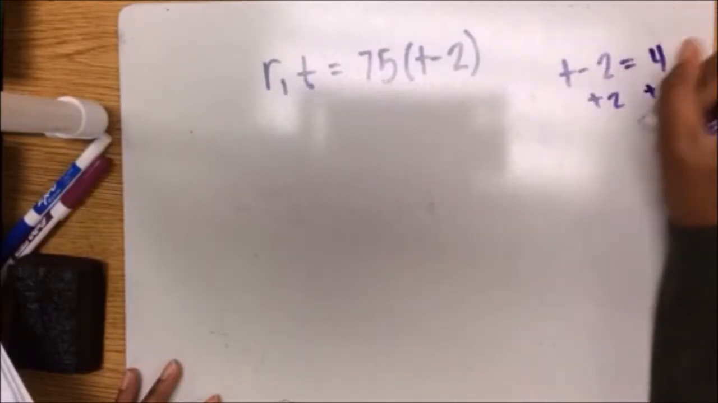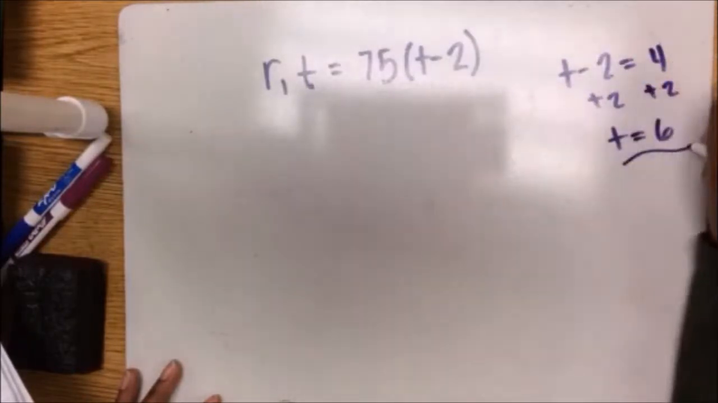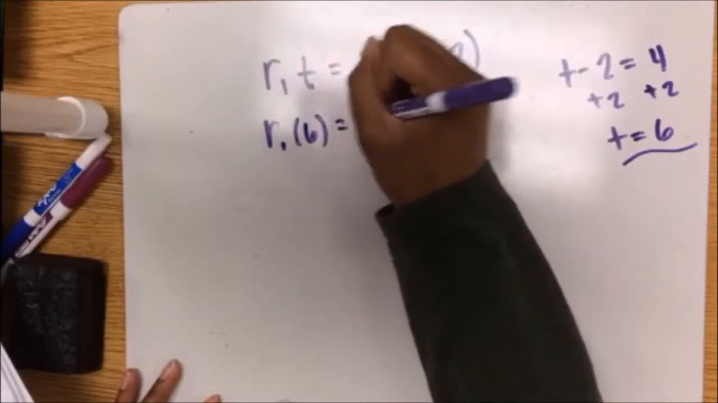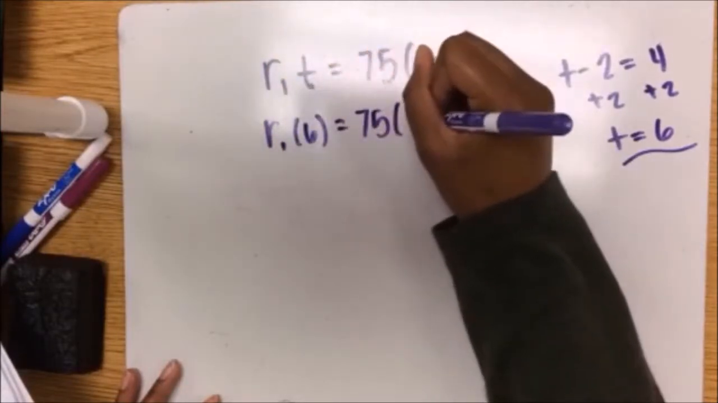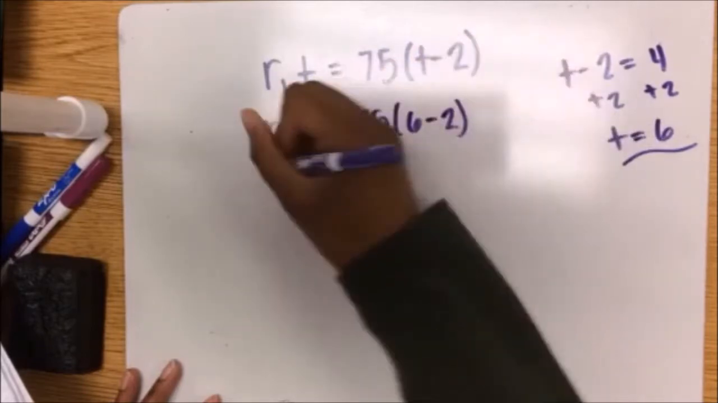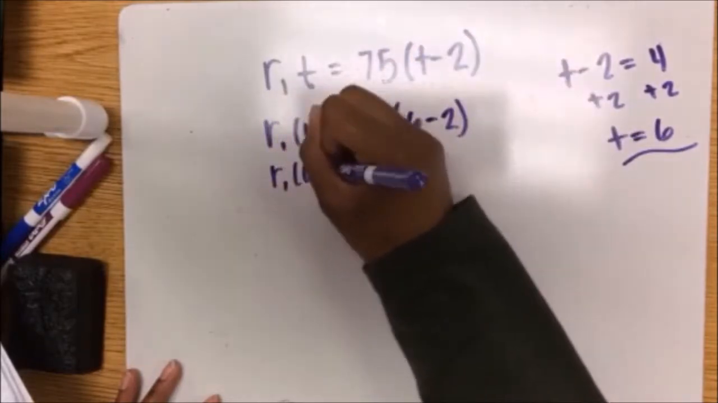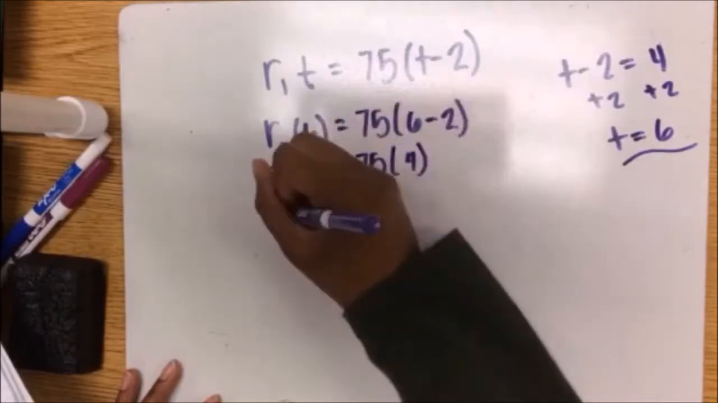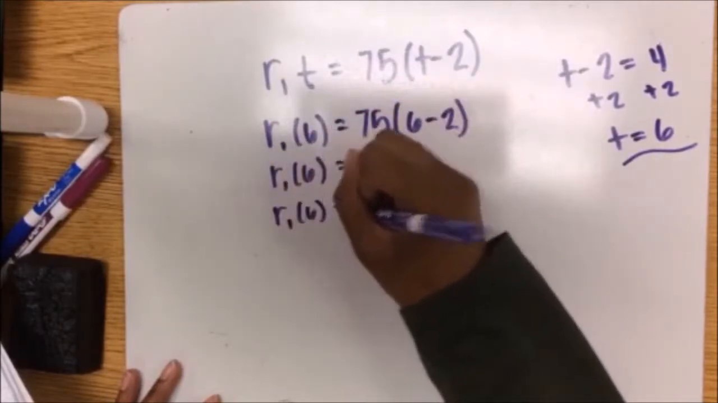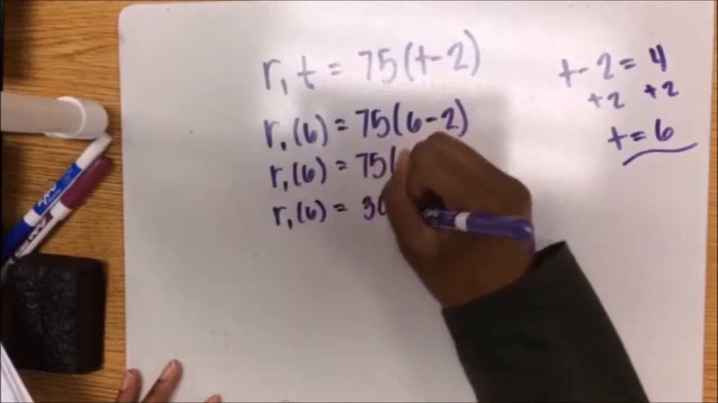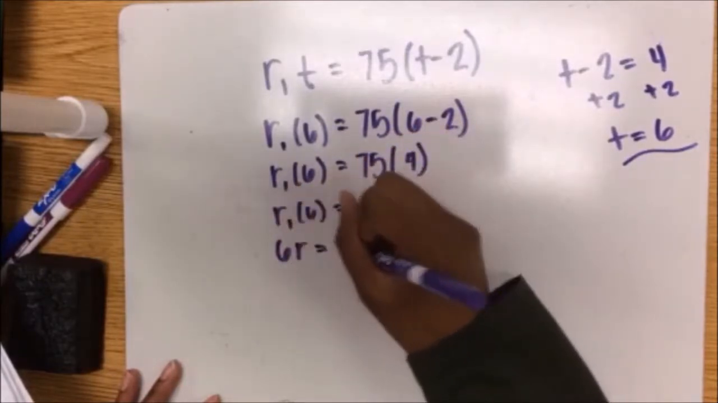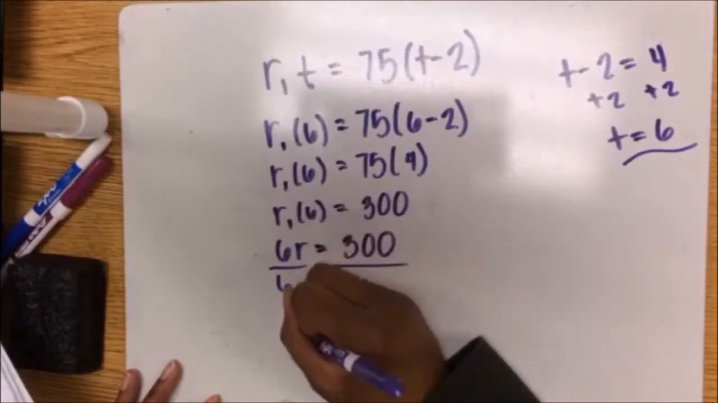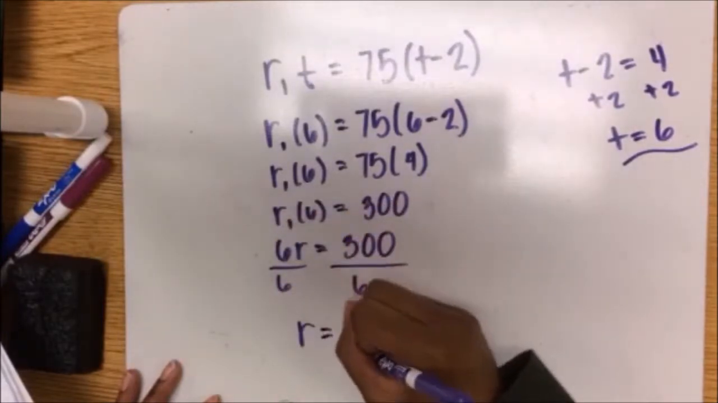Now remember, T minus 2 equals 4. Add 2 to both sides and T equals 6. Replace T with 6 and your equation should say R1 times 6 equals 75 times 4. Multiply 75 and 4 to get 300 and multiply 6 and R to get 6R. Your equation should be 6R equals 300. Now divide both sides by 6 to get R equals 50 miles per hour, and that's your answer.